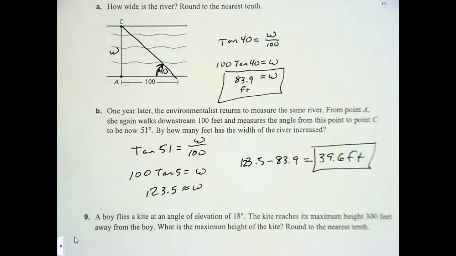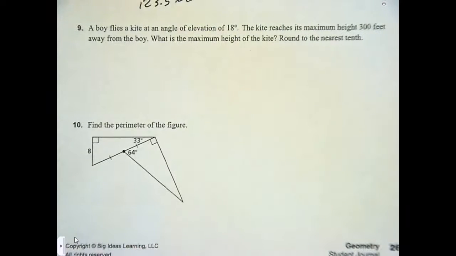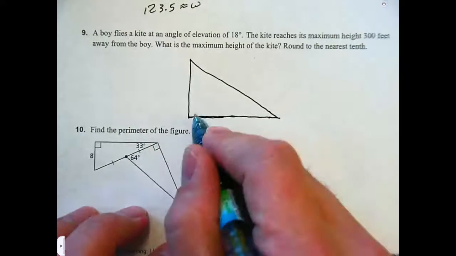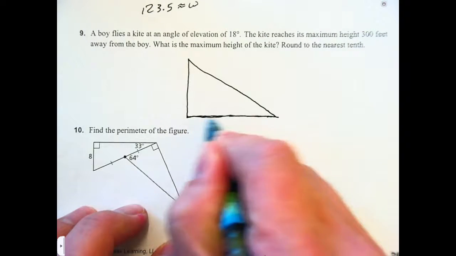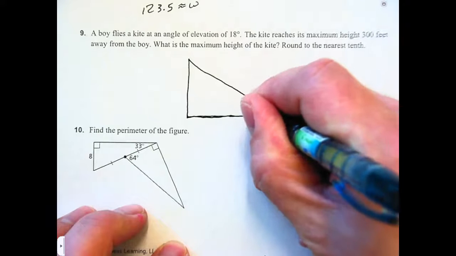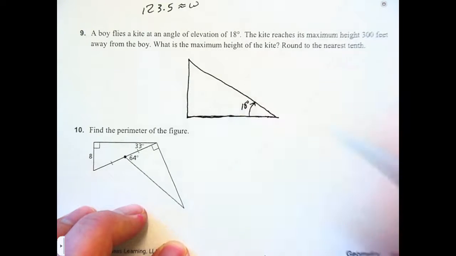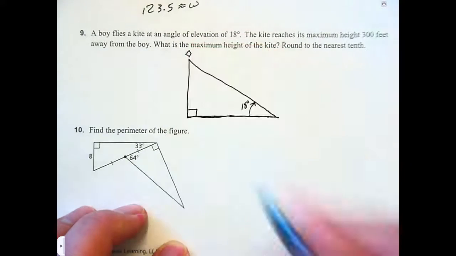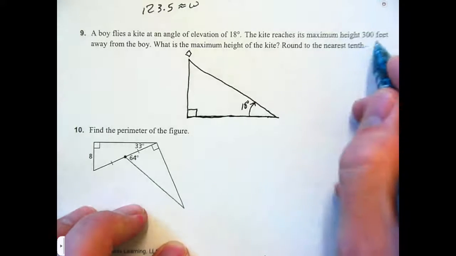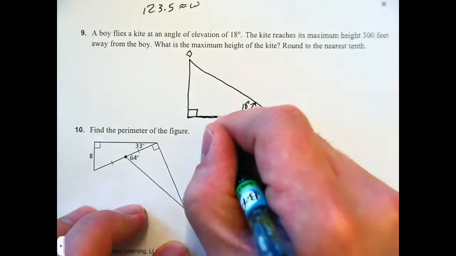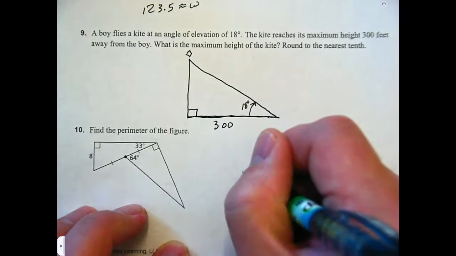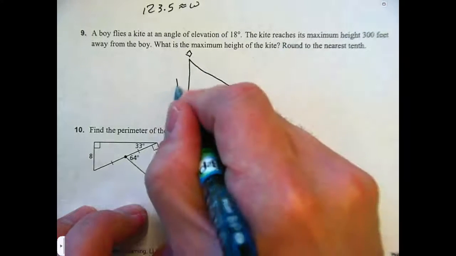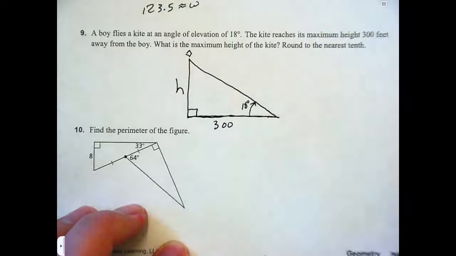Before we do that, I'm going to give you number 9, and while I'm handing out the assignment, you try number 9. Make sure you draw the picture. On number 9, it says angle of elevation. You must start with that horizontal line, and then from there, elevate 18 degrees. A boy flies a kite at an angle of elevation. There's our kite. The kite reaches the maximum height at 300 feet away from the boy. That means this is 300. What is the maximum height of the kite? Well, that's our height. It's a right angle distance.